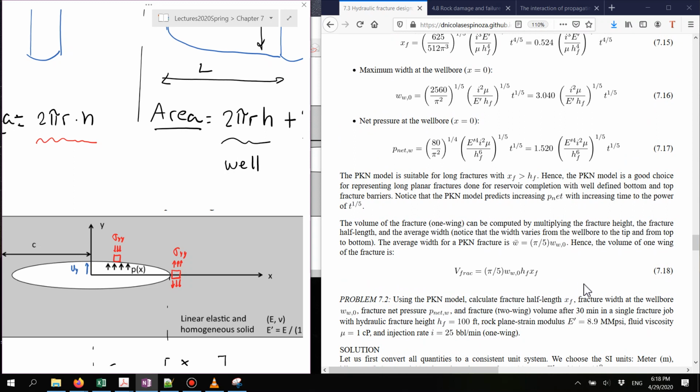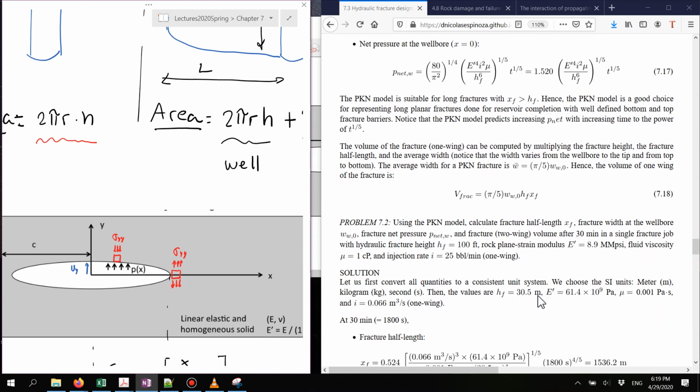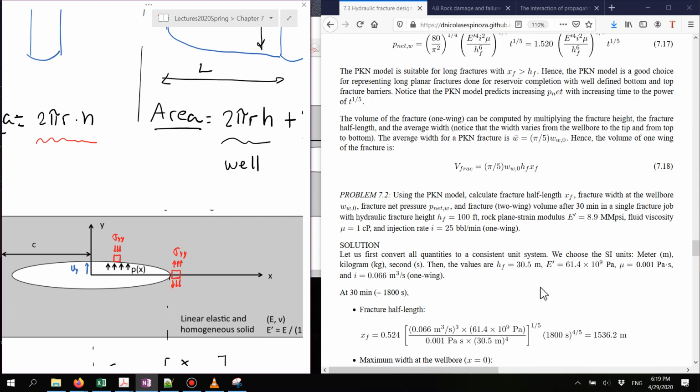And something very important also from this solution is that you can compute, according to the shape of this fracture, what is the volume of the fracture. And the volume of the fracture is going to be given by this equation, in which you can calculate based on the width and the height and the length of the fracture what is the volume. This is something which is going to be very important because it will allow you to design the amount of fracturing fluid that you need. And if you know the mixing ratio with proppant, it also tells you the amount of proppant that you might need.